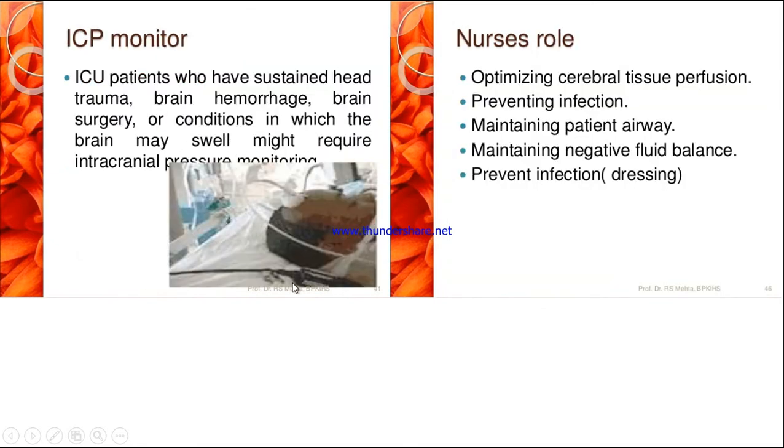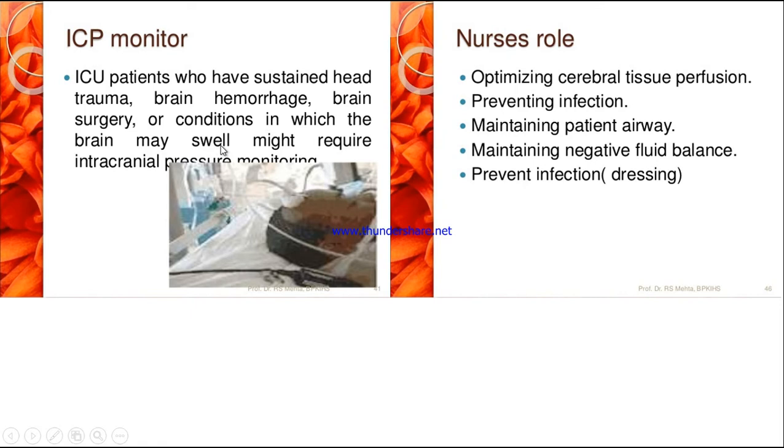Next is the intracranial pressure monitoring. ICU patients who have sustained head trauma, or brain hemorrhage, or brain surgery, or brain tumors, in such conditions their brain may swell up.